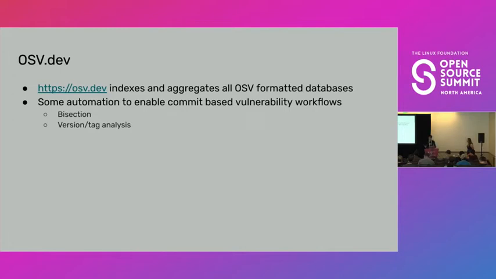So the second piece of OSV is OSV.dev, which is a tooling infrastructure that makes all of this data useful. OSV.dev is completely open source, and what it does is index and aggregate all the OSV formatted databases that are out there. And it also provides some of the automation to do the commit-based vulnerability workflows that I just went through in the previous slides. Right now this works for OSS-Fuzz, but we're looking to generalize this into a mechanism that works for everybody.